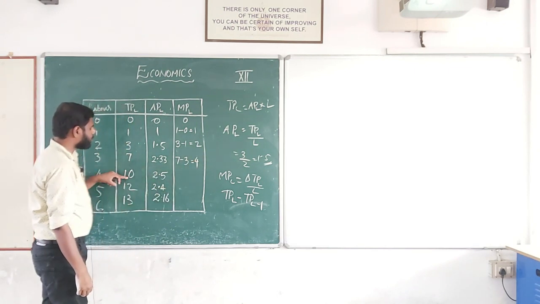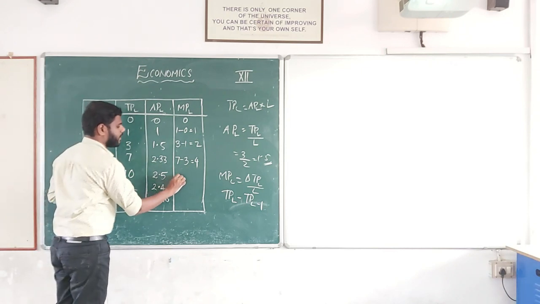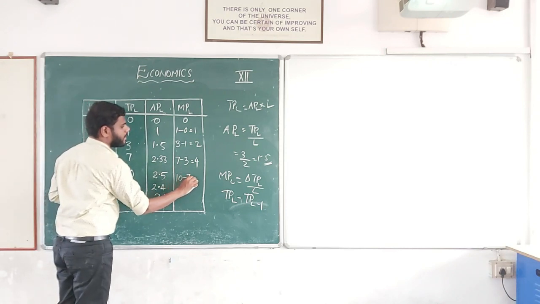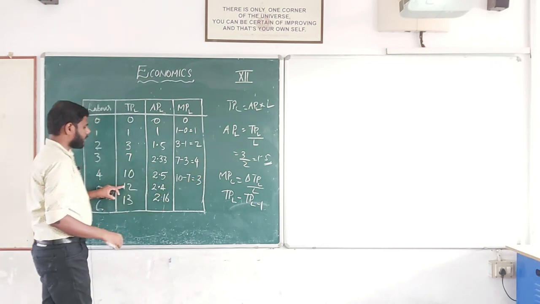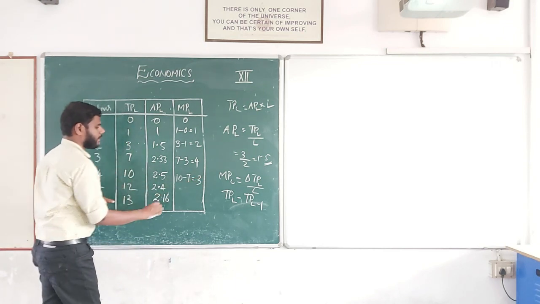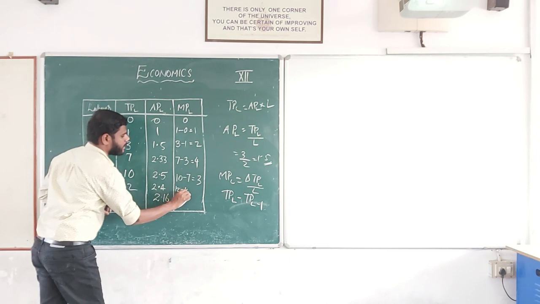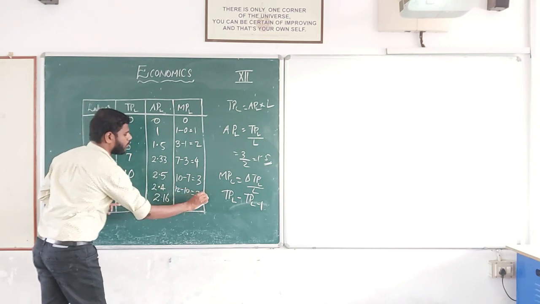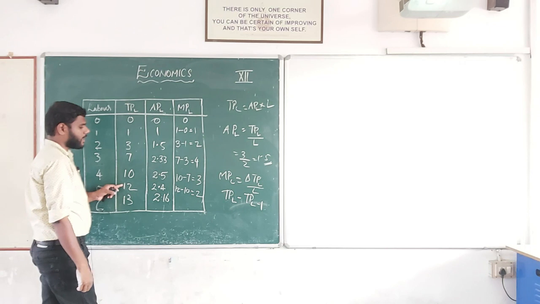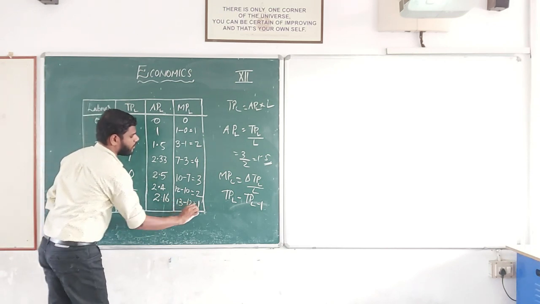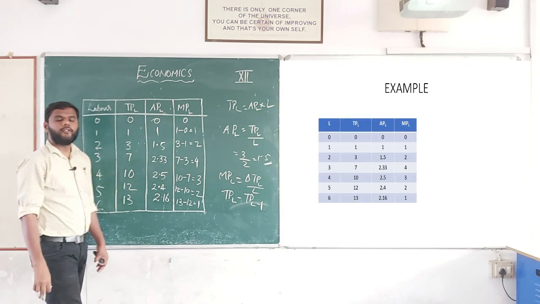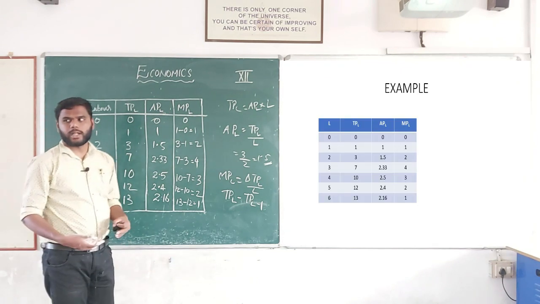Next one, 10 minus 7. 10 minus 7 is equal to 3. Next one, 12 minus 10 is equal to 2. Next one, 13 minus 12 is equal to 1. This is the way to find out the marginal product.